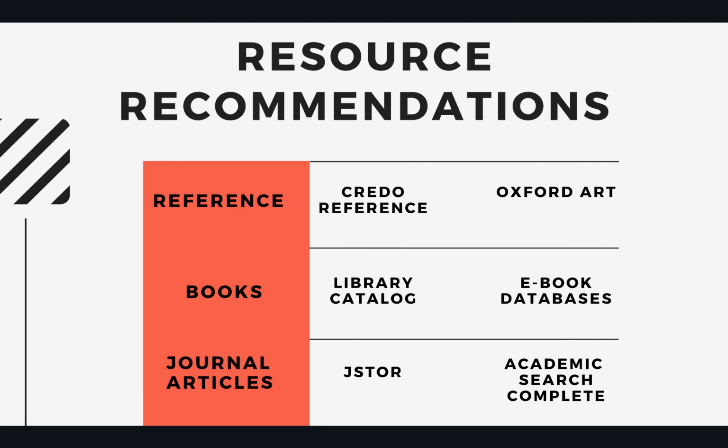For books, I recommend you visit our library catalog to find resources not just on our campus library, but you can also search other campus libraries and Montgomery County Memorial Library and Harris County Public Library. I also recommend our ebook databases, such as EBSCO eBook Collection or eBook Central. When searching for journal articles, I recommend you start with JSTOR, which offers many historical peer-reviewed journal articles, and also Academic Search Complete, which is a comprehensive database that covers many subjects and topics.